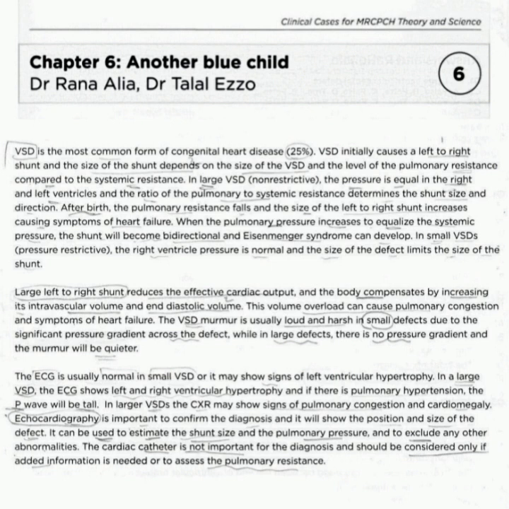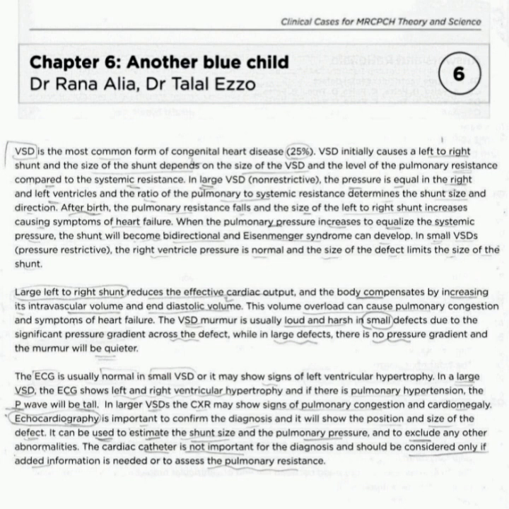Echocardiography is important to confirm the diagnosis, and it will show the position and size of the defect. It can be used to estimate the shunt size and the pulmonary pressure, and to exclude any other abnormalities. Cardiac catheterization is not important for the diagnosis and should be considered only if additional information is needed or to assess the pulmonary resistance.